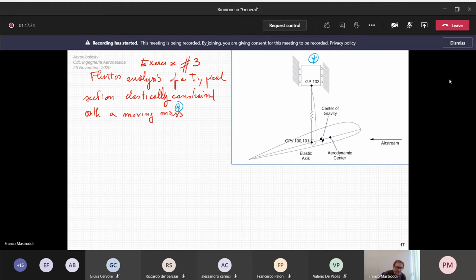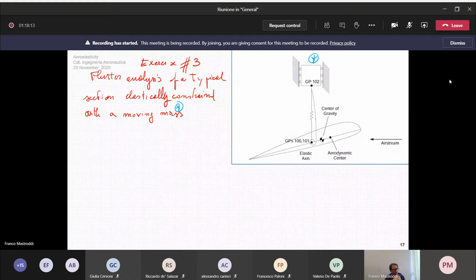At the limit, if this moving mass is heavier and heavier with respect to the mass of the airfoil, you will have the same limit case of our previous exercise number 2. Okay, so here we have the possibility to consider analytically the presence of the fuselage. But we don't have this capability in the previous exercise number 2.